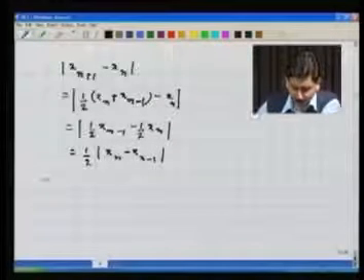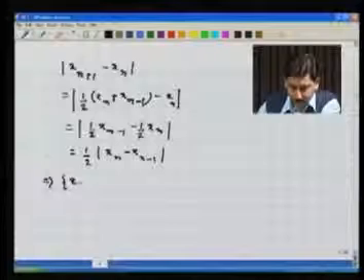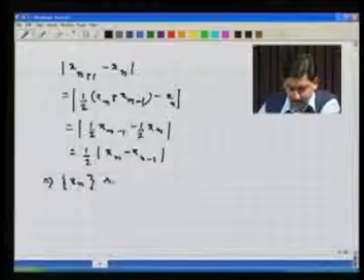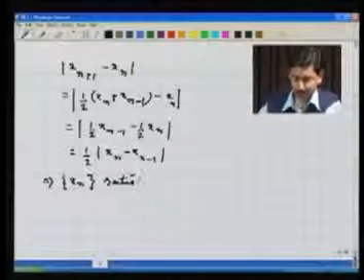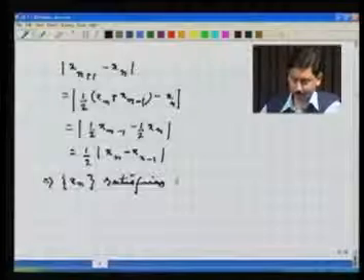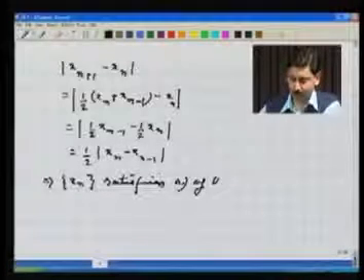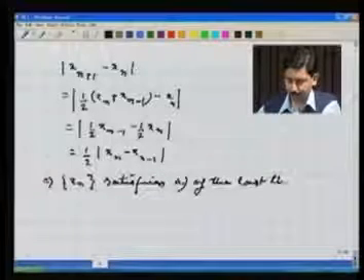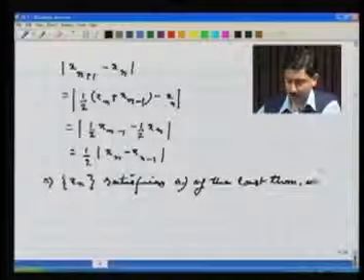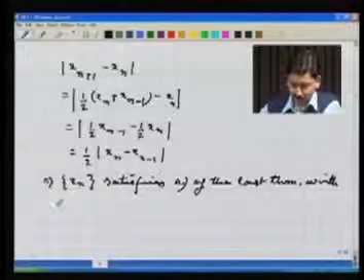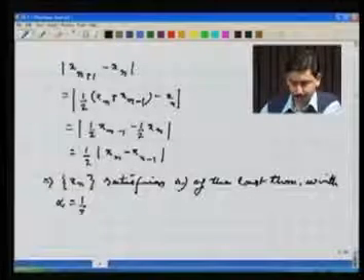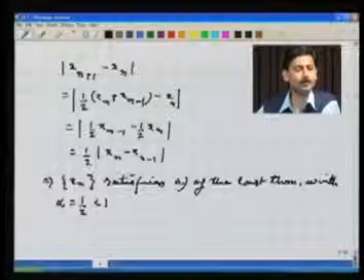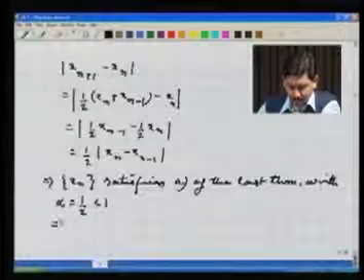This implies the sequence xn satisfies A of the Luss theorem with alpha equal to half, that certainly implies xn is Cauchy.